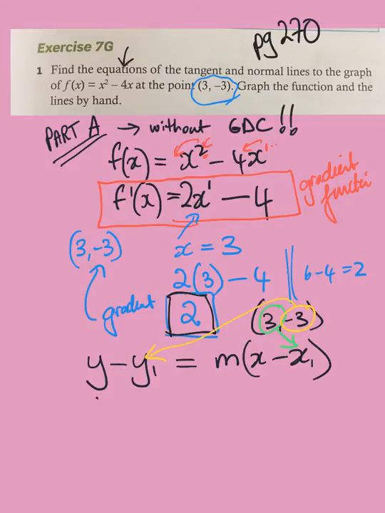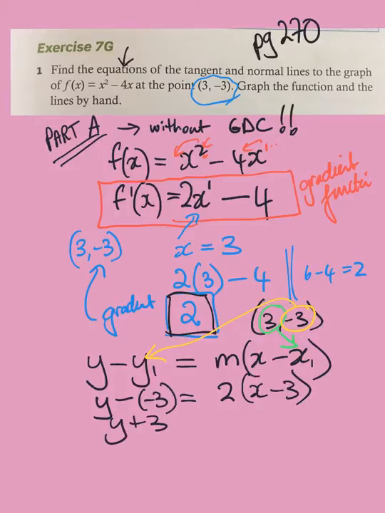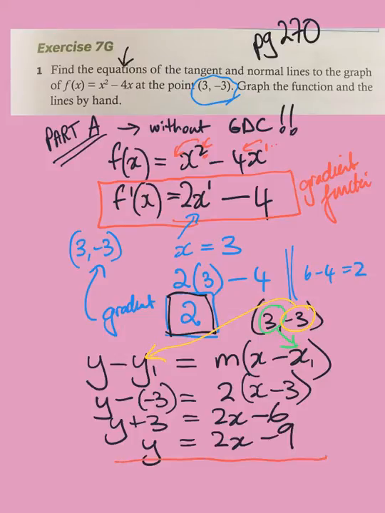So now I've got y minus negative 3 is equal to m, that's 2, times x minus 3. So that's y plus 3 is equal to 2x minus 6. Subtract 3 from both sides, y is equal to 2x minus 9. So that is the equation of the tangent to the curve at the point (3, -3). Now when we sketch this, that'll become a bit clearer.